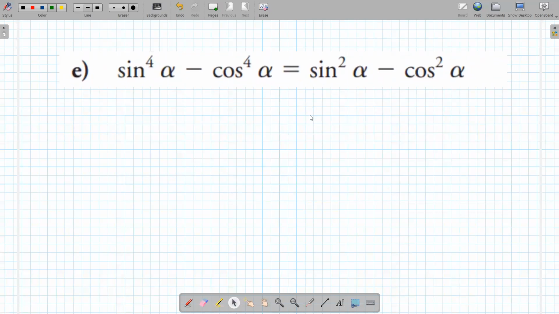This one looks difficult, but it's not. You have to see that it's in a certain form. If you use a difference of squares on the left-hand side, what do you get?